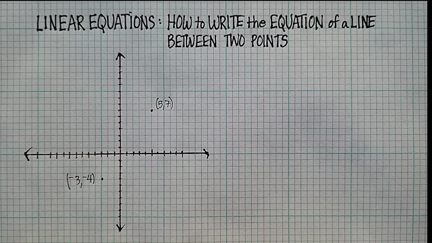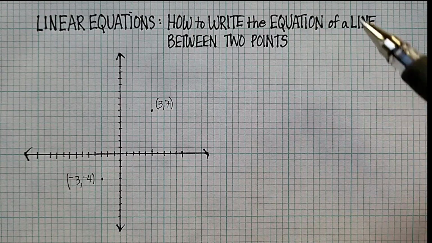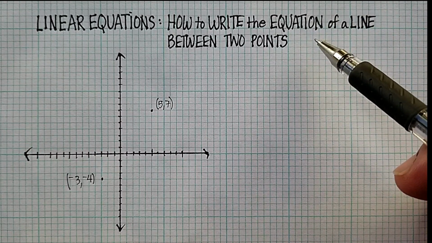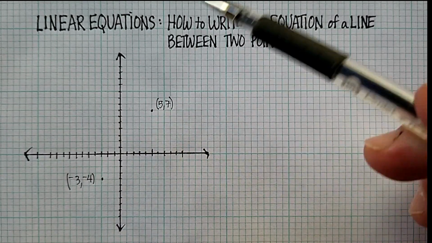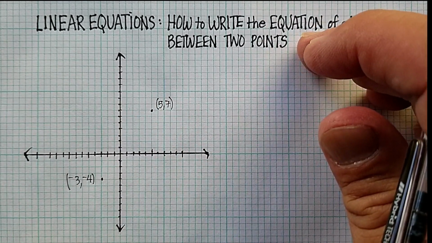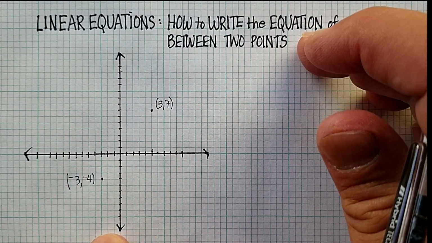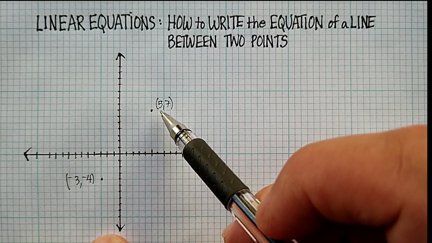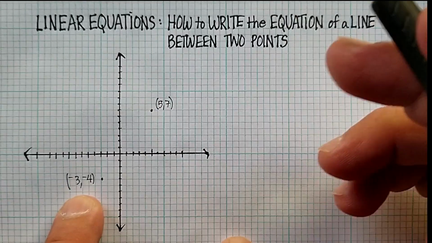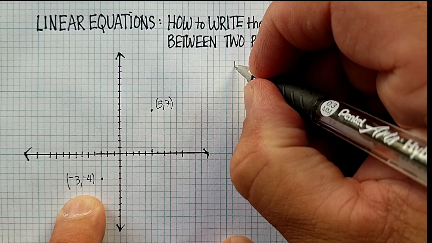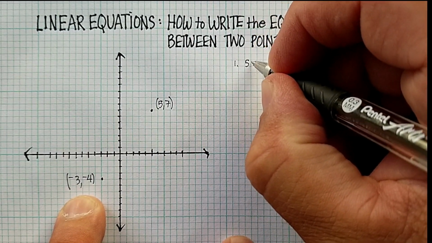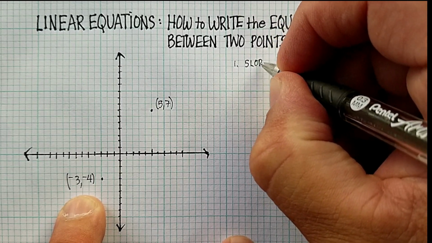Okay, in this video, I'm going to show you how to write the equation of a line that goes through 2 points. It's actually fairly straightforward. In order for us to do that, we're going to use the points, by the way, or the coordinates 5, 7, and -3, 4.